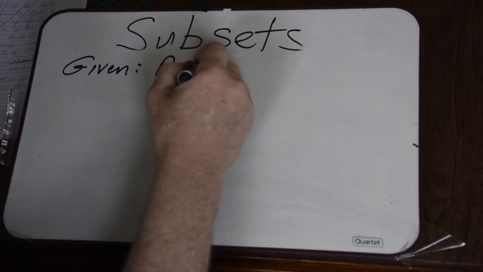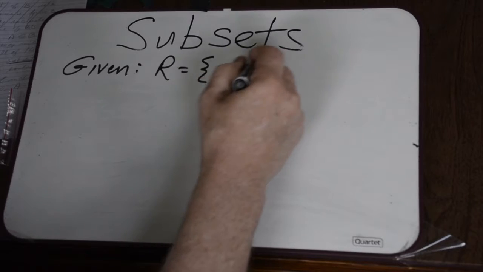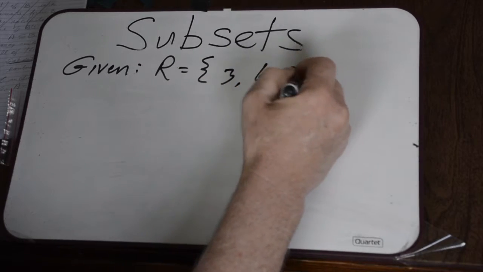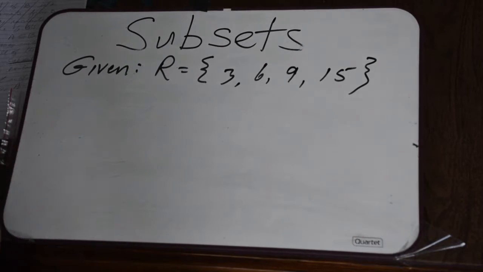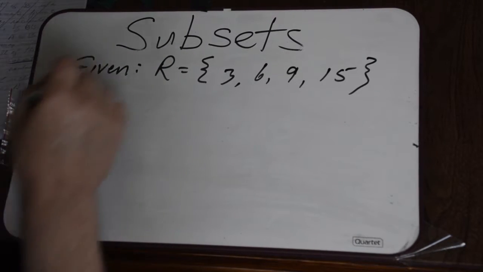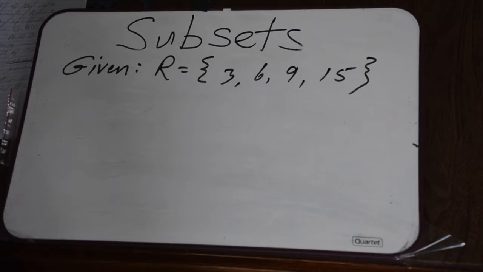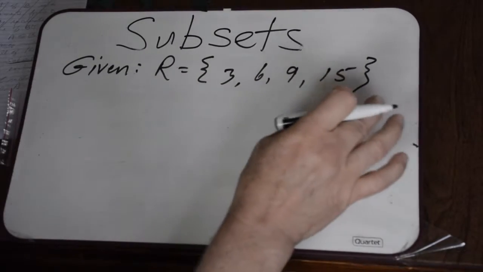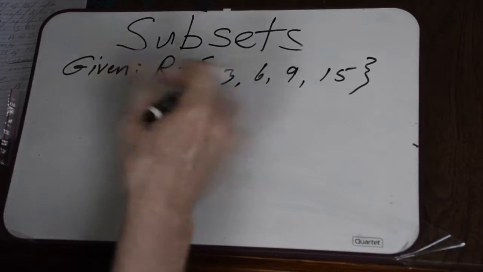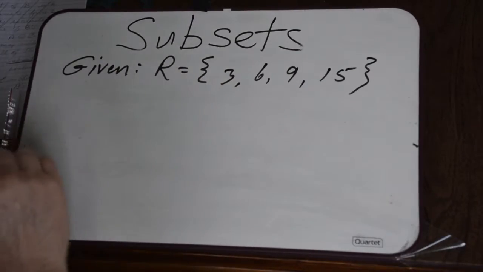Okay, so given R equals the set {3, 6, 9, 15}, make a list of all the subsets. So just thinking about it, a subset could be any of these. I didn't say proper subset, so it even could be all of them. So let's make a list.